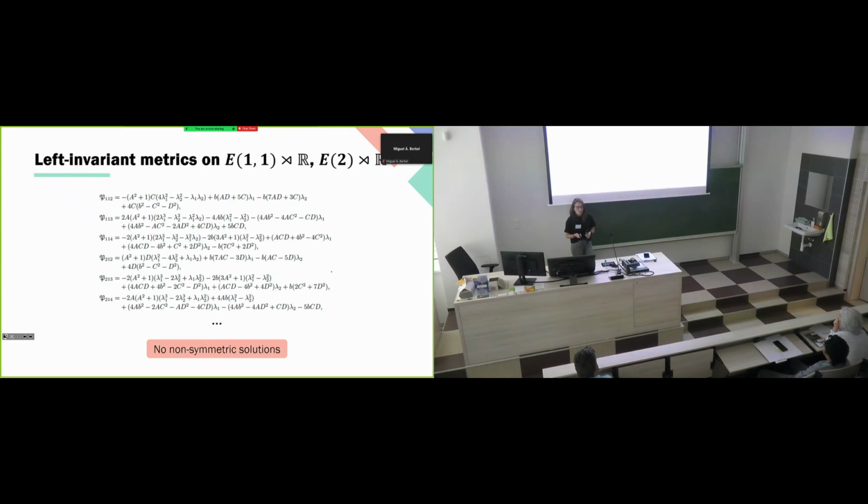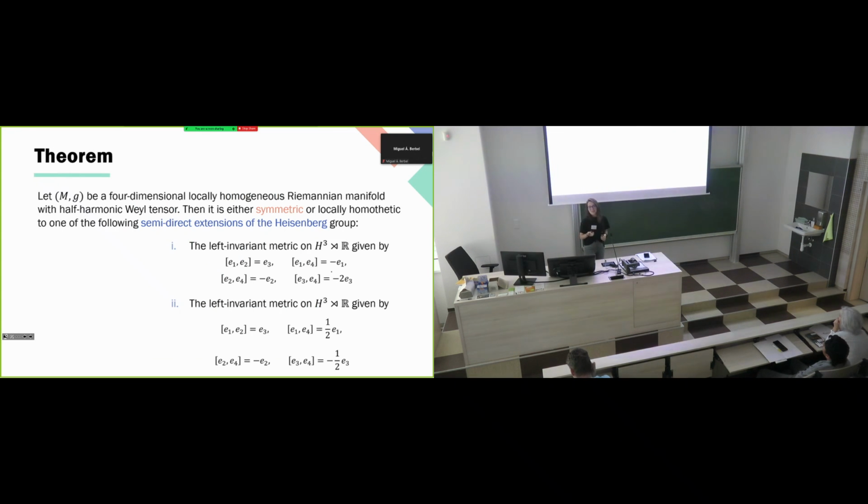So I think I went too fast, but anyway. Our main result is very simple. It's that any four-dimensional locally homogeneous Riemannian manifold with half-harmonic Weyl curvature is either symmetric or a semi-direct extension of the Heisenberg group, homothetic to one of these two possibilities. Just to say that the first one is anti-self-dual, and it corresponds with the one given by Salamon and Díaz-Miguel, I think.